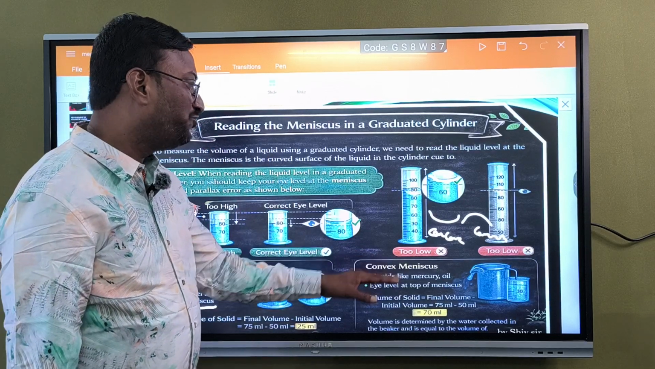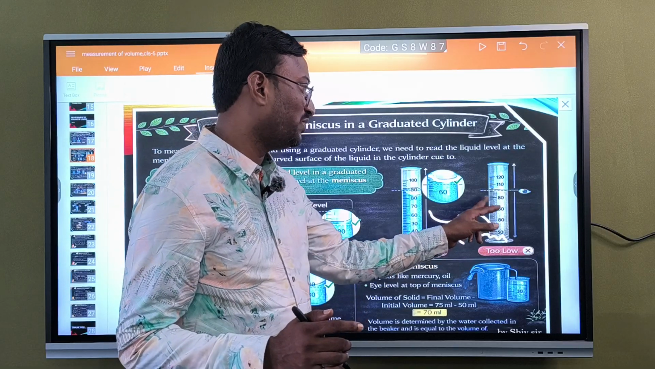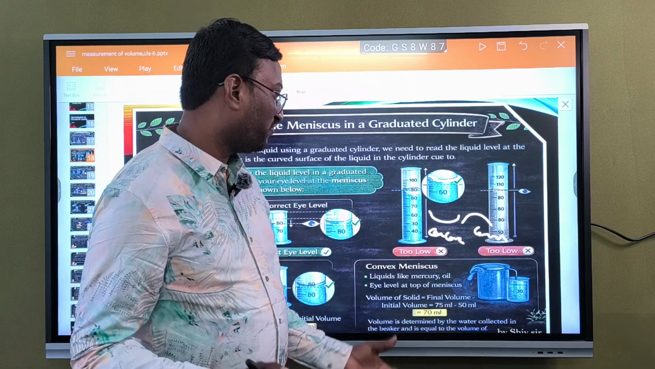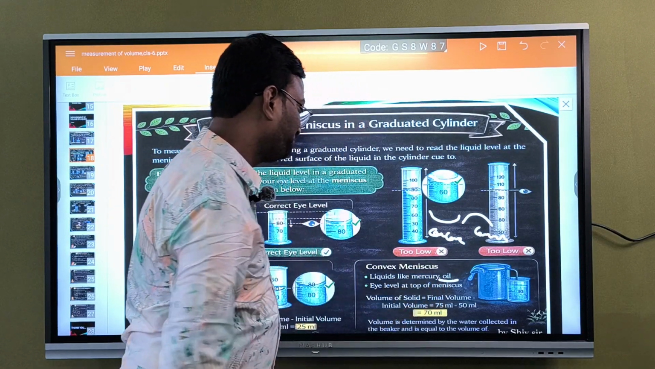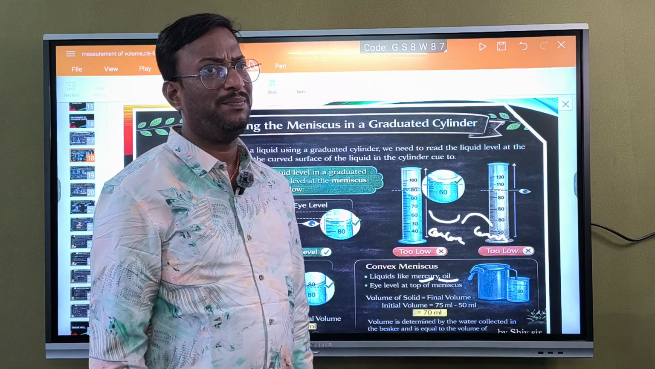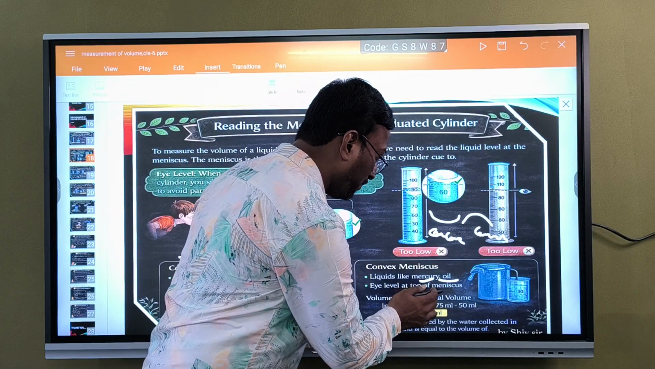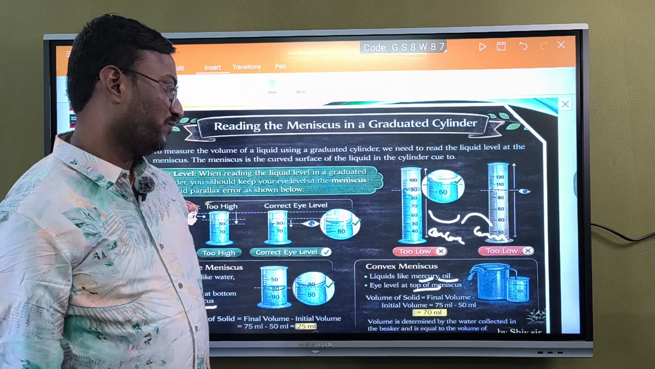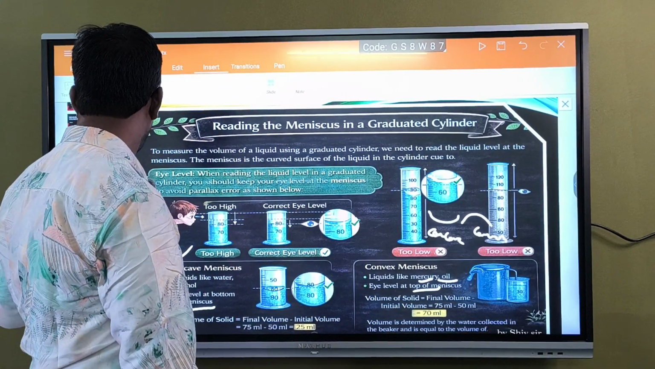And there will be a few other meniscus. Meniscus means that is the shape. This one we call a meniscus of convex shape. For example, mercury and oil. If you pour them in a cylinder, you are going to get the convex shape of meniscus. In order to measure that, we should have top view, right? Likewise, we have to consider.